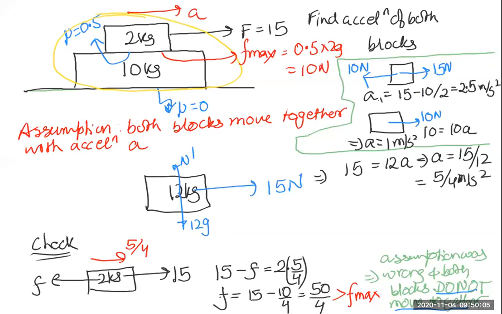I should be careful. I should write A1 here. I should write A2 here because the accelerations are different. So in this case, upar wala block will be moving with an acceleration of 2.5 meter per second square, whereas the lower wala block will be moving with an acceleration of 1 meter per second square. Right? So, whenever you see two blocks, this is the first method. I'll tell you another method.